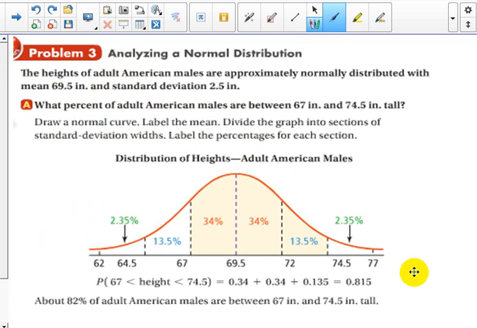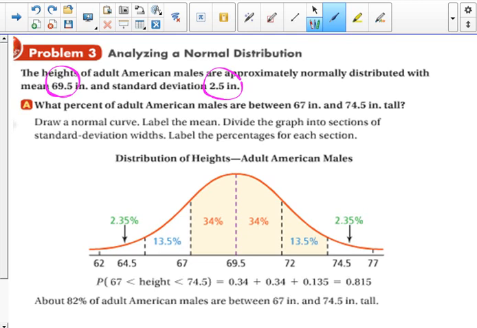Here's a normal distribution chart with our values, our mean and our deviations on it. And notice that it just looks the same. The only thing that really changes is this number line at the bottom, right? It says the heights of adult American males are approximately normally distributed with the mean of 69.5 inches. Standard deviation is 2.5 inches. What percent of adult American males are between 67 inches and 74.5 inches tall?